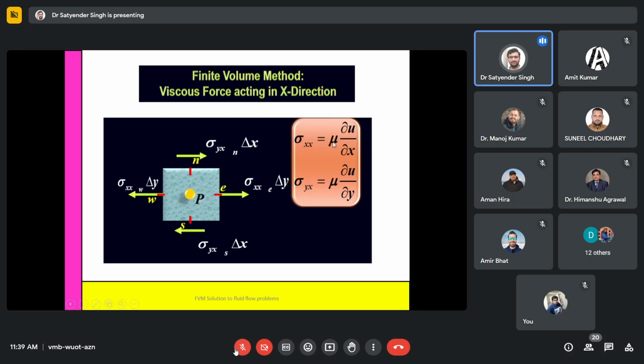So within the boundary layer, the flow is dominated by rotational effects and generally by the shear effect and viscosity, which is the fluid property. For that, if you remember the differential form, it originates as mu times del square u by del x square plus del square u by del y square for x momentum, and similarly for y momentum. So how do we discretize them?